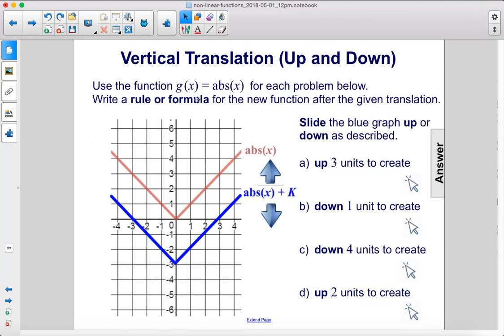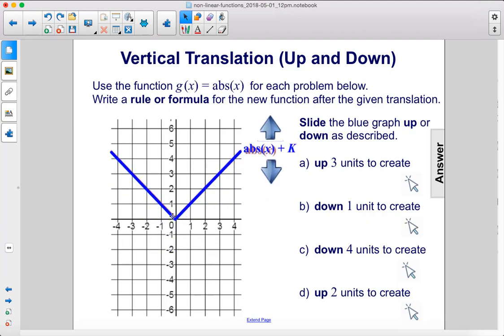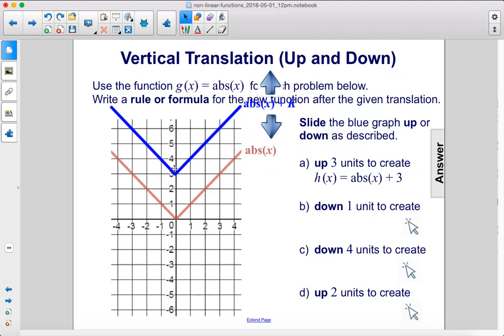Use the function g of x equals absolute value of x for each problem below. Write a rule or formula for the new function after the given translation. Slide the blue graph up or down as described. So this red graph is absolute value of x, and this blue graph is the absolute value of x plus k. So we're going to move it up 3 units so that it is absolute value of x plus 3.